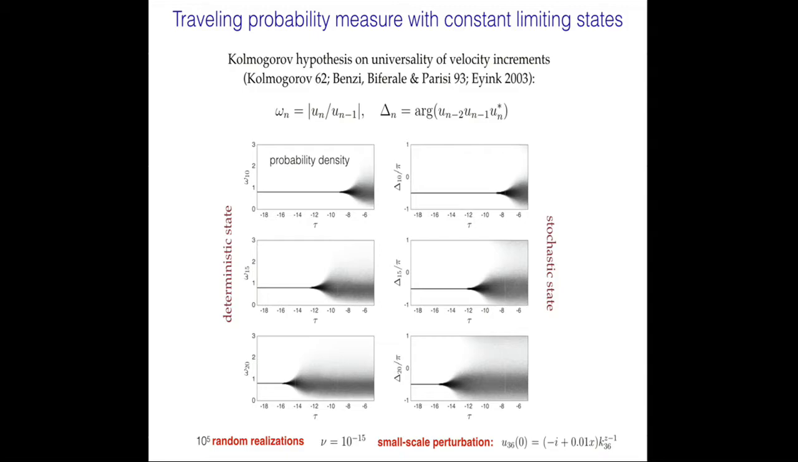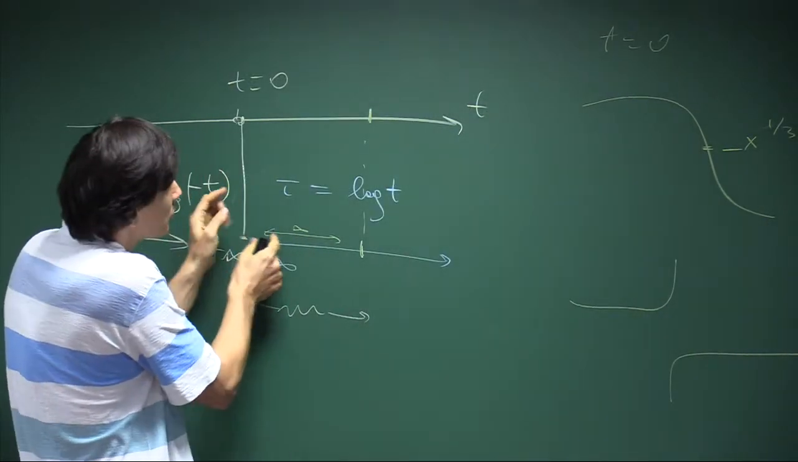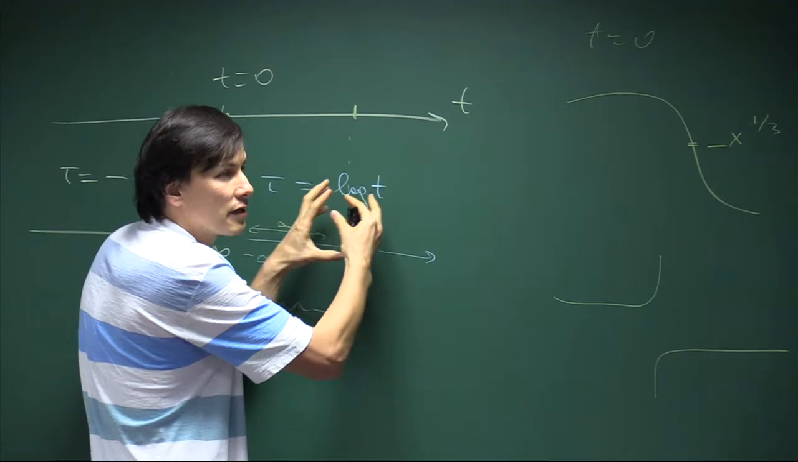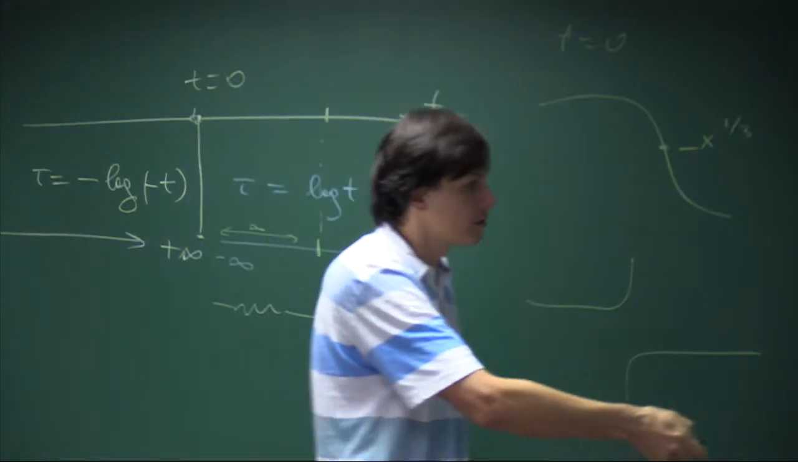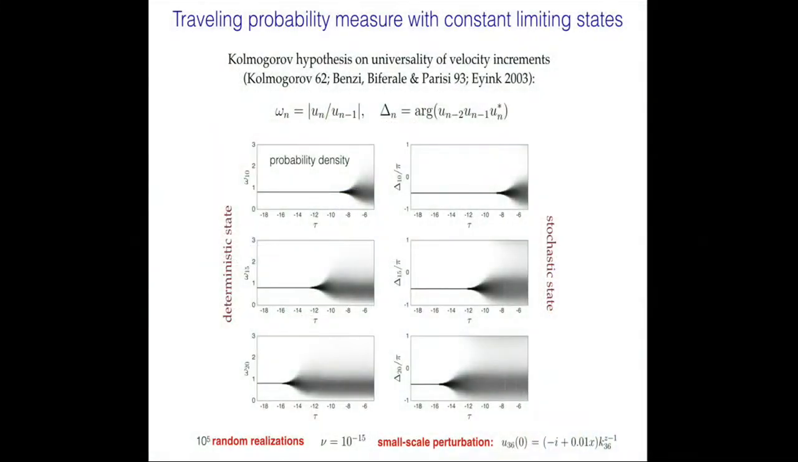We compute the probability distribution numerically, and we directly see that, as I said, it's a chaotic traveling wave, but after a very small time it becomes just a propagating probabilistic measure. We see directly that this is a traveling probabilistic measure.